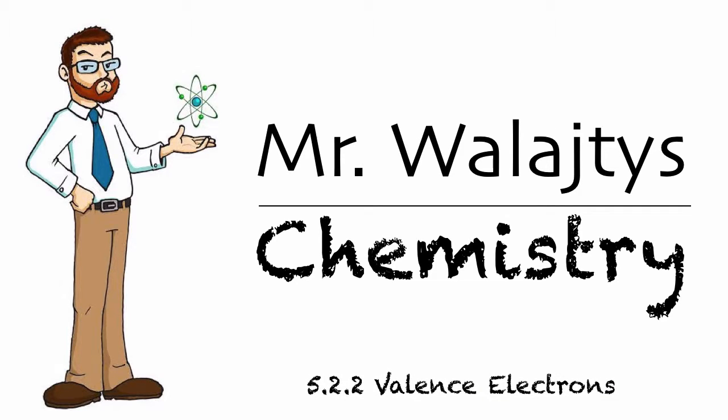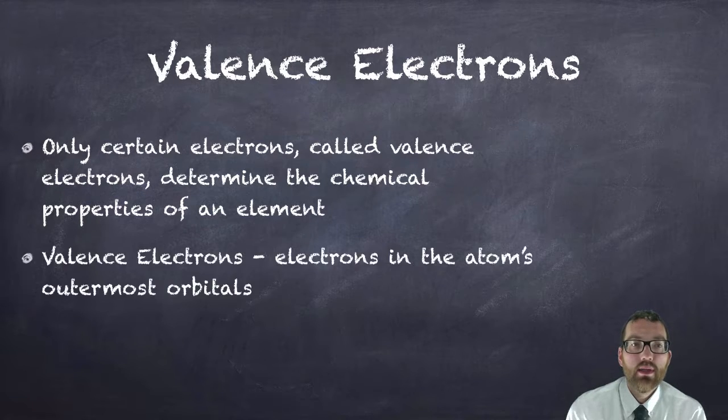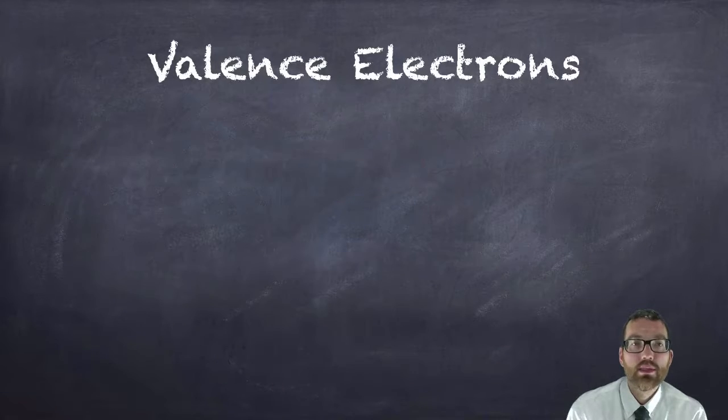This video is on valence electrons. Only certain electrons, called valence electrons, determine the chemical properties of an element. Valence electrons are the electrons in the atom's outermost orbitals, generally those orbitals that are associated with the atom's highest principal energy level, the shell that's furthest away from the nucleus.